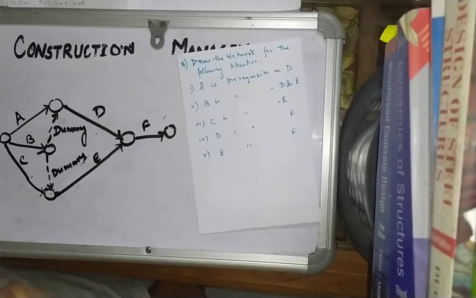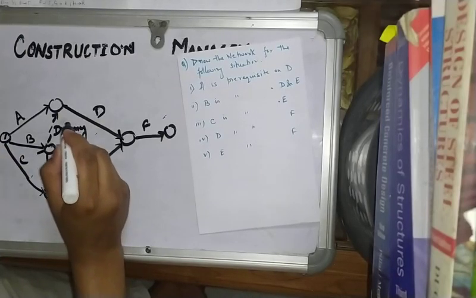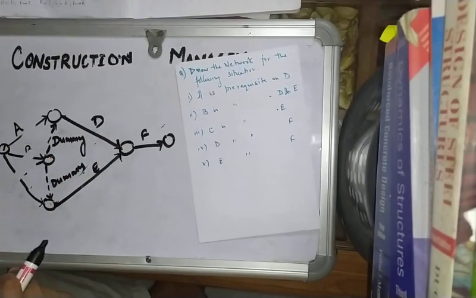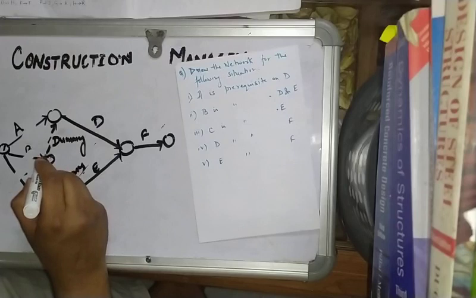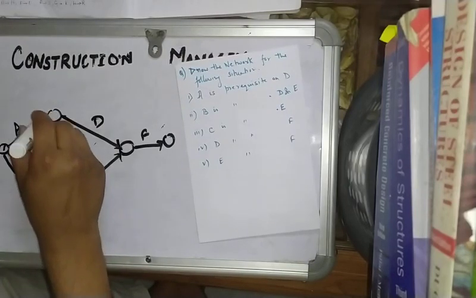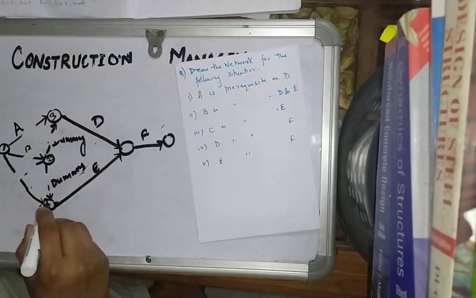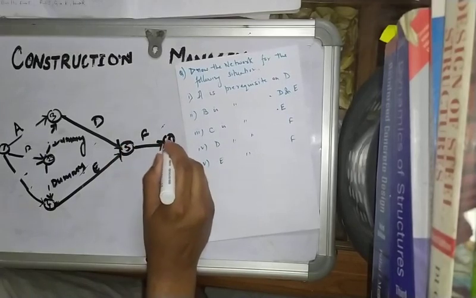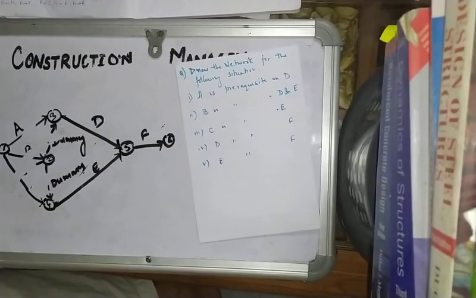Here also we can number the nodes, like this can be 1, this cannot be 2. If you delete these 3 arrows, this can be 2. Using Fulkerson's rule, this can be 3, this can be 4, this will be 4, and then these will be 5 and 6. Clear?